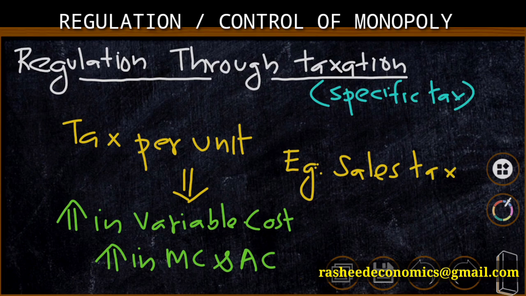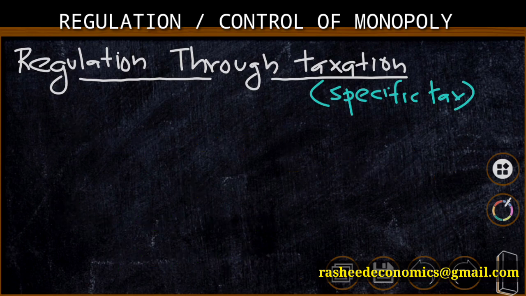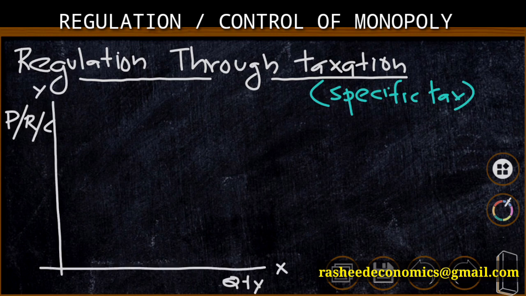Next, we are going to analyze the effect of imposition of this specific tax on equilibrium condition. For the same, we are drawing an equilibrium condition of the monopoly. To draw the equilibrium condition of monopoly, we have drawn x-axis and y-axis. On the x-axis, we have marked quantity, and on the y-axis, we have plotted price, revenue or cost. On the basis of the present condition, we have drawn an average revenue curve, that is AR, which is equal to the demand curve faced by the firm.